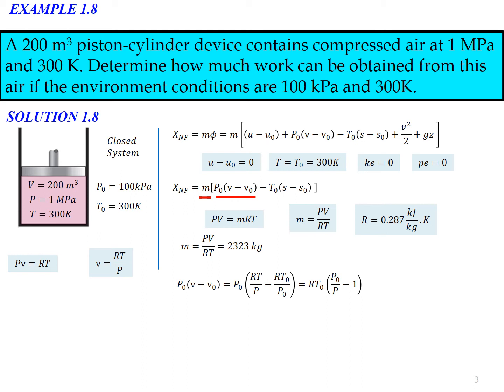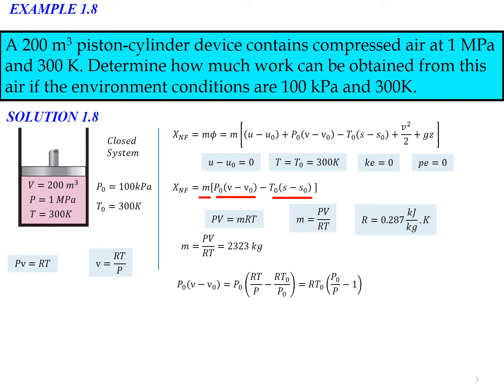Okay, take out the same parameter, which is R and also T, because now the condition is T equal to T naught. We just replace T with T naught, so that's why we can take out the parameter R and also T naught. So we have now the term for P naught (V minus V naught) equal to RT naught multiplied by P naught divided by P minus 1.